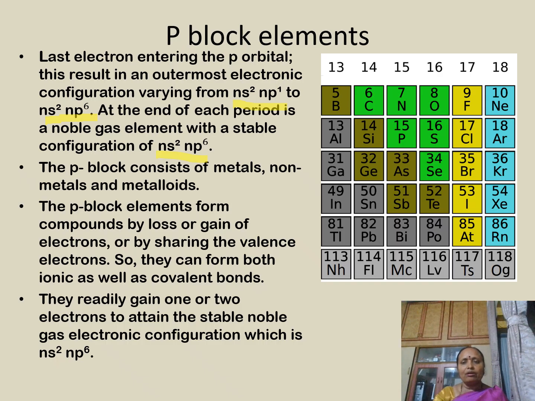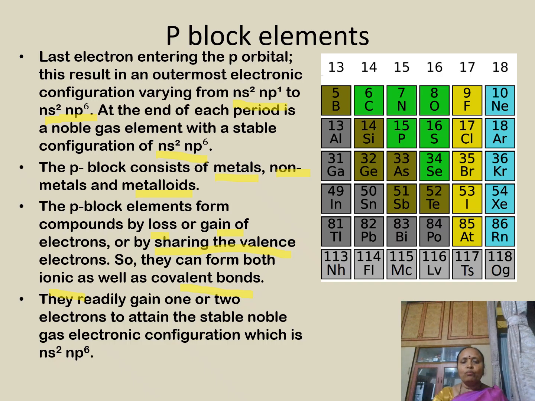So at the end of the period in p block elements, we observe a stable noble gas configuration, that is, we have neon, argon, krypton, xenon and radon. The p block elements are usually metals, non-metals and metalloids. They form compounds by losing or gaining an electron or by sharing, so they can form both ionic as well as covalent bonds.